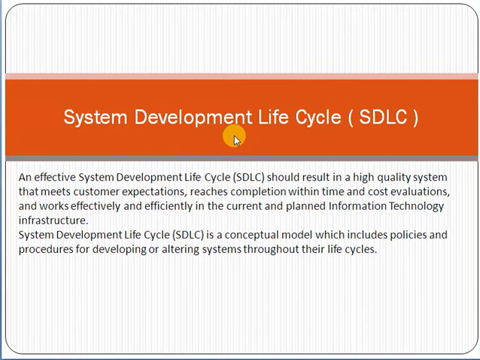So what does it mean? First of all, you do the planning. Planning means that you define the scope, how much time is required to implement the solution, how many resources are required, and how much cost is required. So the first phase will be the planning phase, then the next phase will be the implementation phase.